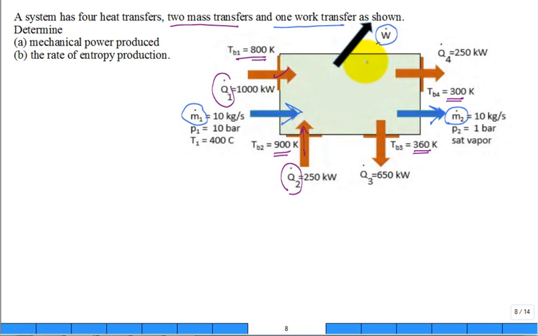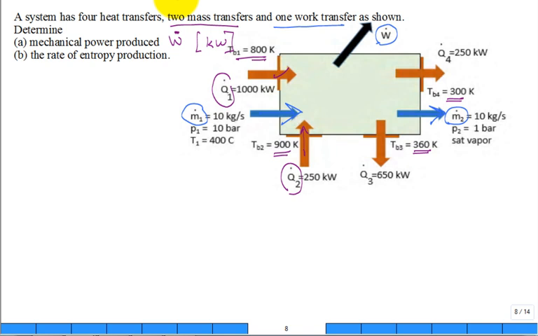Determine the mechanical power produced. So I encourage you always to do this. What symbol do I want to use for my answer, and what are my anticipated units on my answer? So what is the symbol that we want for mechanical power? W dot, and the units? Kilowatts. Now, clicker question, a little more challenging.